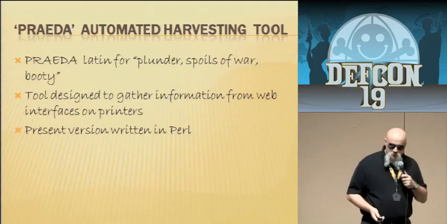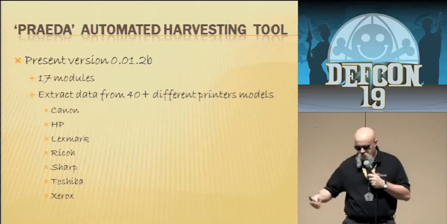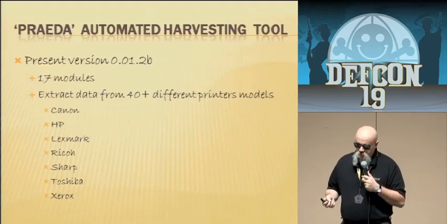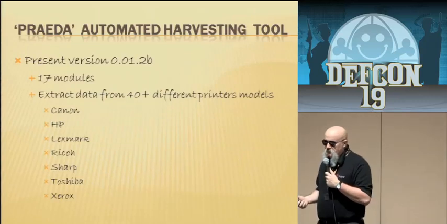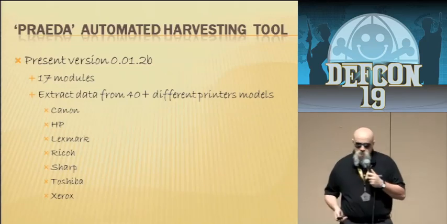The present version is actually written in Perl, version 1.2 beta. We have 17 modules so far, extracting data from 40 plus different printer models: Canon, HP, Lexmark, Ricoh, Sharp, Toshiba, and Xerox printers.